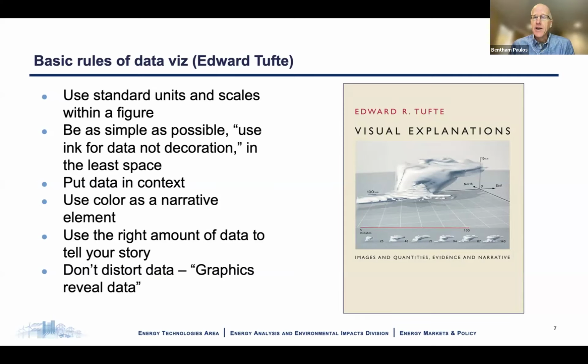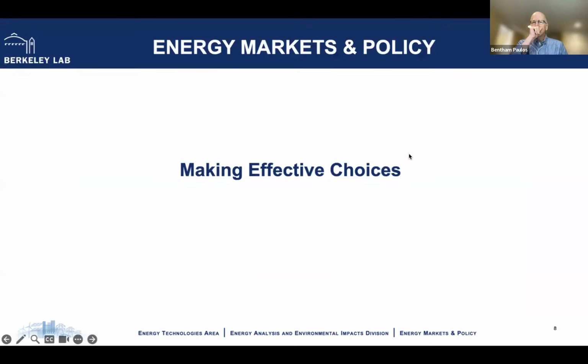And using the right amount of data, and that's that value judgment I talked about. You don't want to give too much data because then it's too complicated, but you don't want to give insufficient data because then it just raises more questions. And most of all, the goal is to reveal the data, not to make distortions or confusion, but to reveal what the data says in a story. So that's the basic theory.